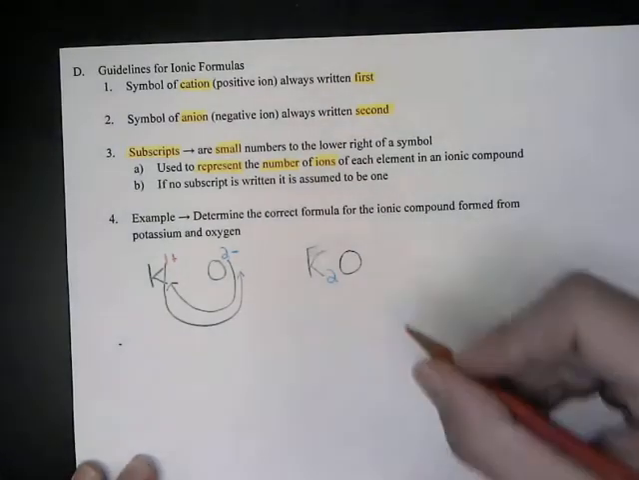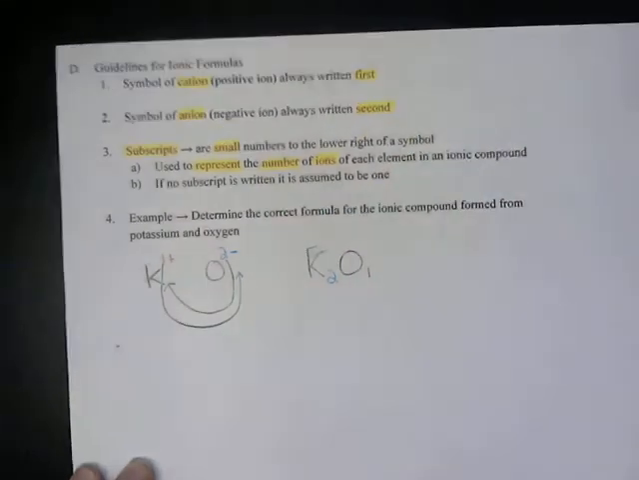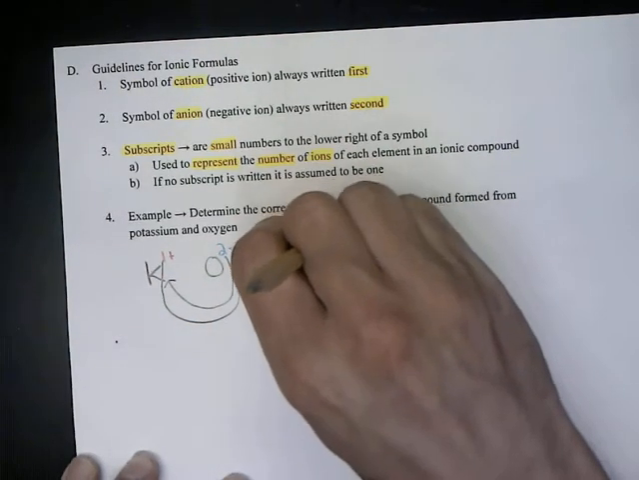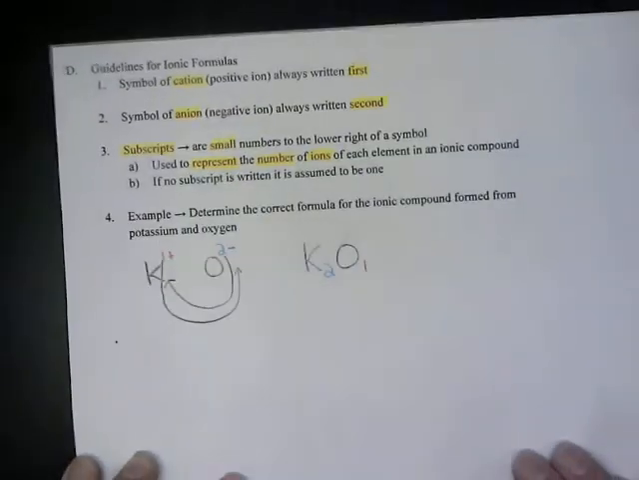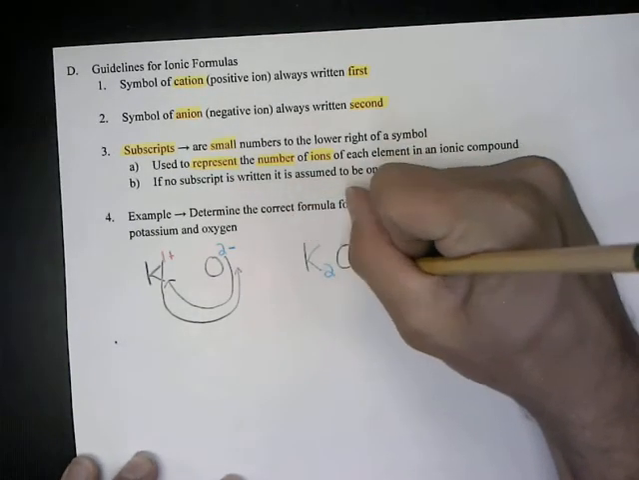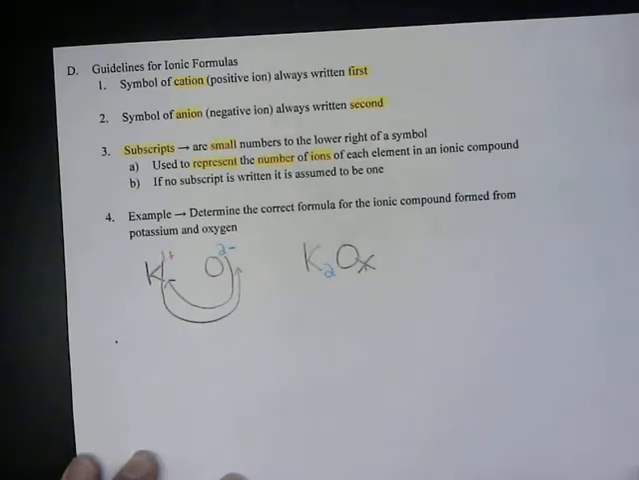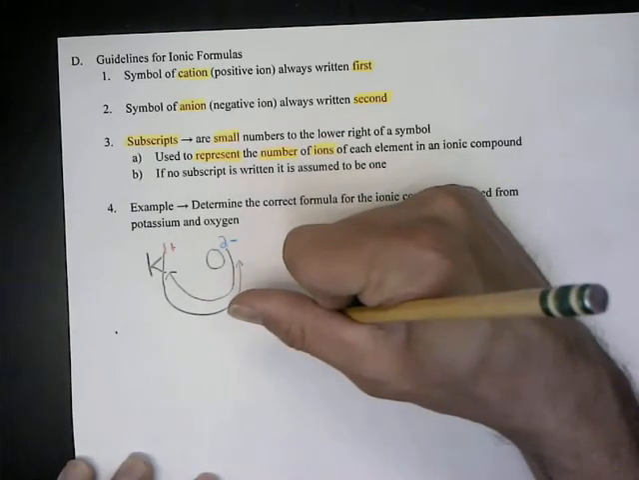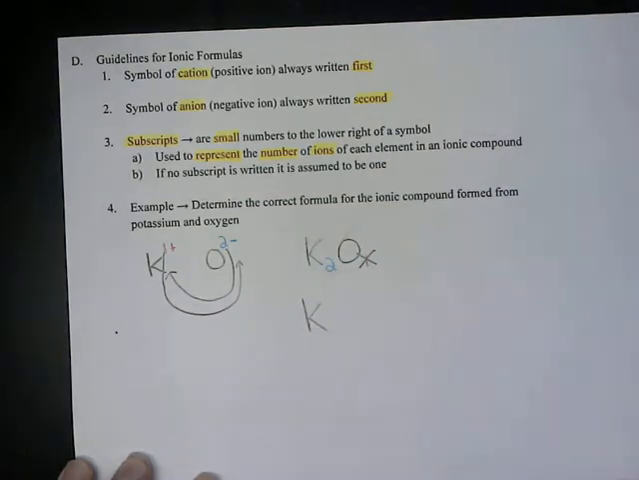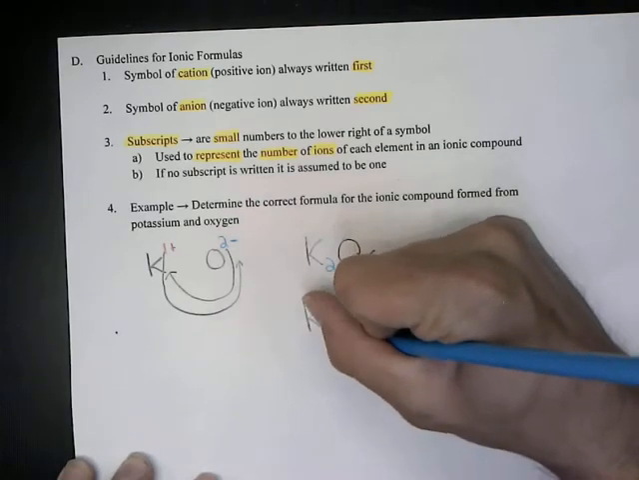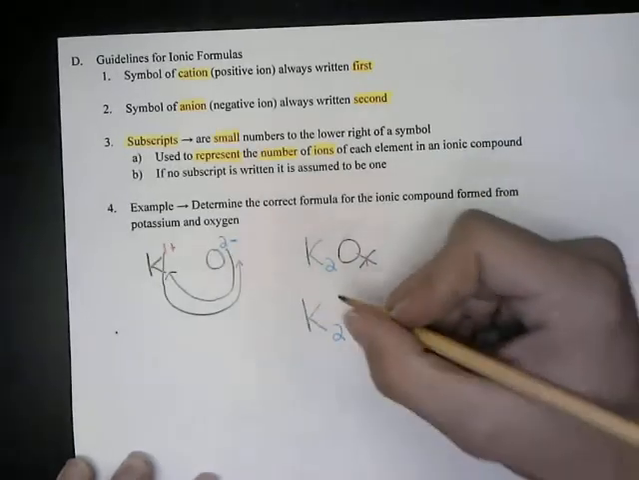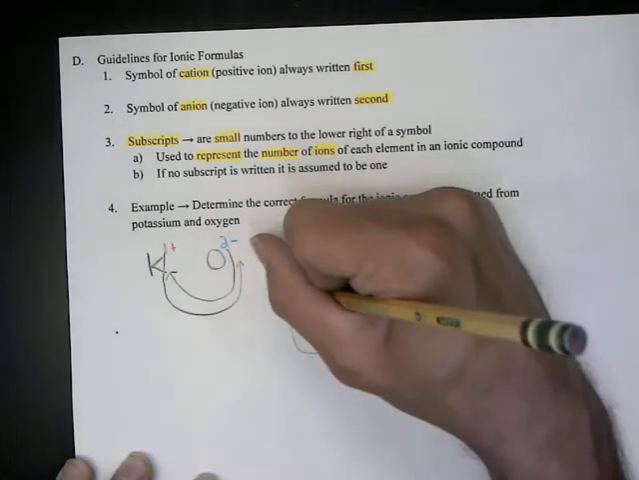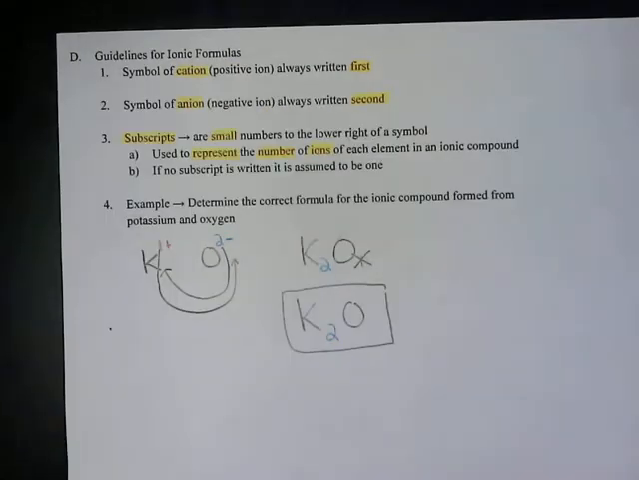Now, I'm going to do this just for this example here. But the 1 is not written, okay? So when we would actually write the formula, we would not write that 1. And so the formula for the ionic compound between potassium and oxygen would be K2O. Again, I'm going to represent that we have blue for that charge number. That's where we got that from oxygen. So we'd have K2O. And that would be the formula between a potassium and oxide ion, okay?